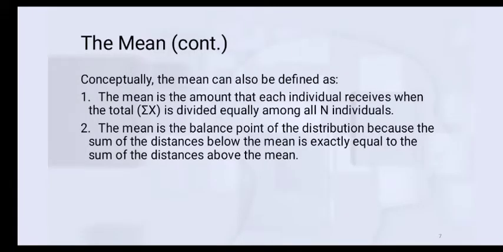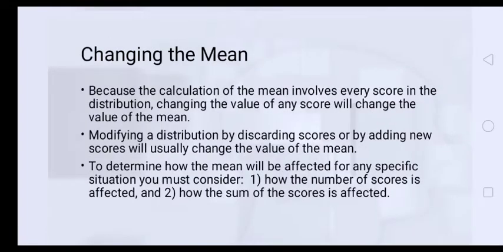Conceptually, the mean can also be defined as the amount that each individual receives when the total, or the summation of x, is divided equally among all n individuals or the population. The mean is the balance point of the distribution because the sum of the distances below the mean is exactly equal to the sum of the distances above the mean. That is why the mean is the most preferably used measure of central tendency, because it is non-biased and fair.